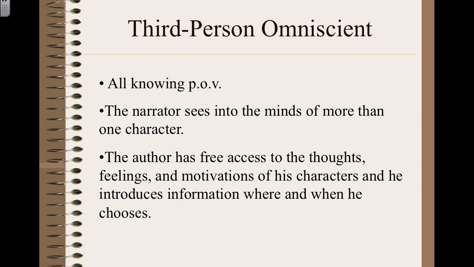Now, there are two different types of third person point of view. The first type is third person omniscient, and omniscient is the all-knowing point of view. This means that when that outside narrator is looking into the bubble, they know what every single person is feeling, thinking, they know their motives, and they have free access to all of their thoughts.